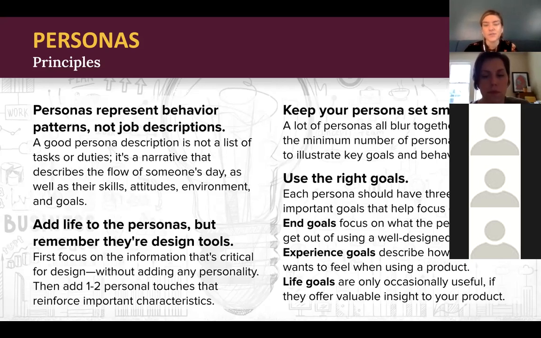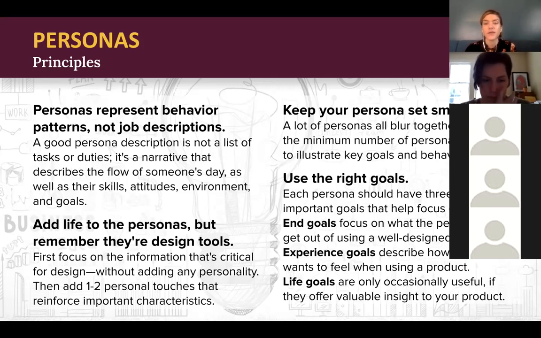And then using the right goals. This is probably the most nuanced and seemingly straightforward, but sort of difficult when you actually put pen to paper. You're going to try to focus on 3 to 4 important goals that help you focus your design. And so mainly you're going to be thinking about the end goals. That's the most important thing, because it's like, what does the person want to get out of your idea? What is the goal that you're helping your person try to achieve? That's really the key thing that you should be worried about.